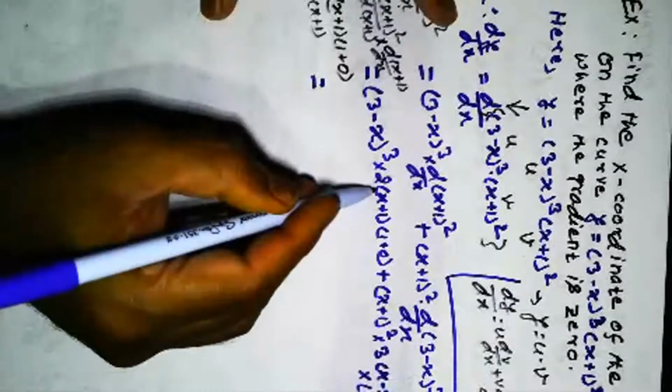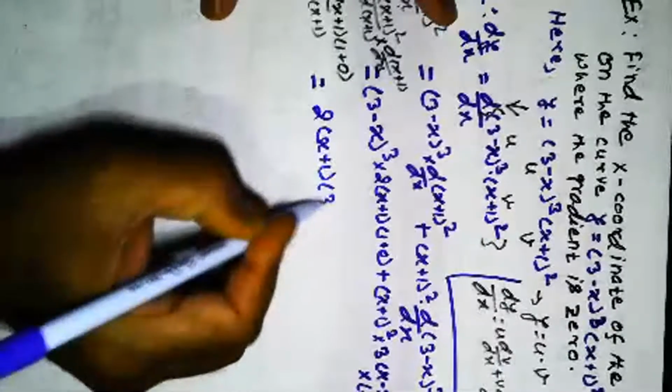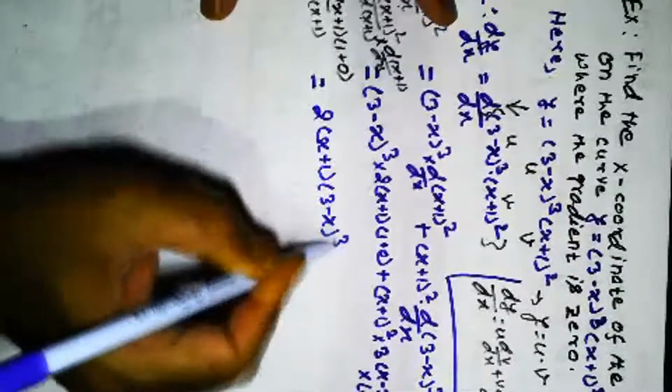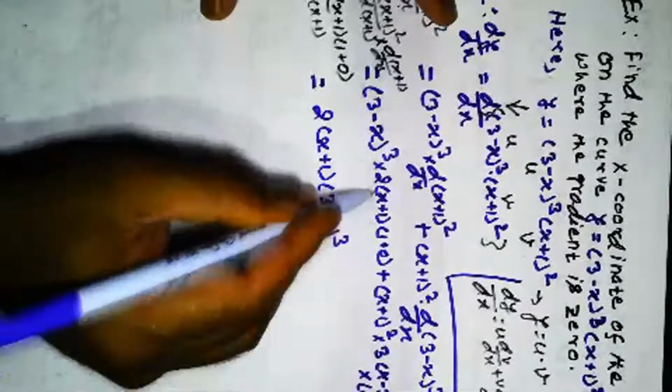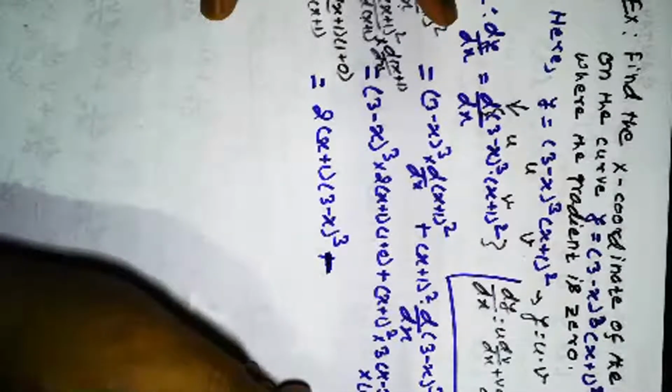And what are we left with here? 2x plus 1, and then this is going to be 3 minus x cubed. So this is 1 only, so 2x plus 1, 3 minus x cubed. Okay, plus, no, it is a negative sign here, so it will be minus, because of this. So now we have x plus 1 squared, then we are left with x minus 3 squared.